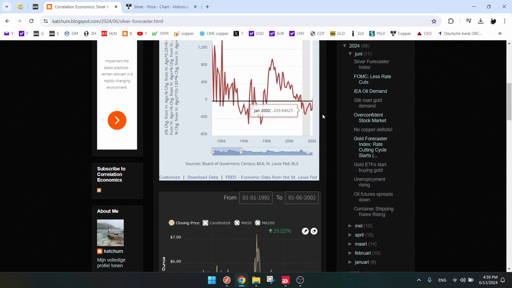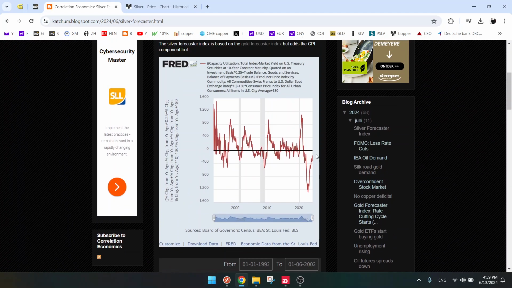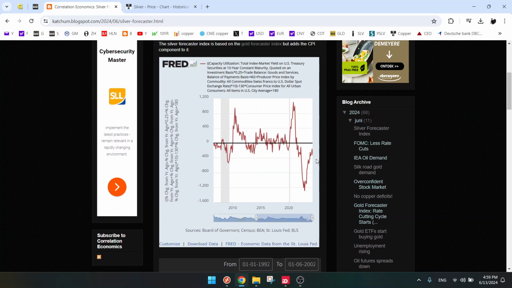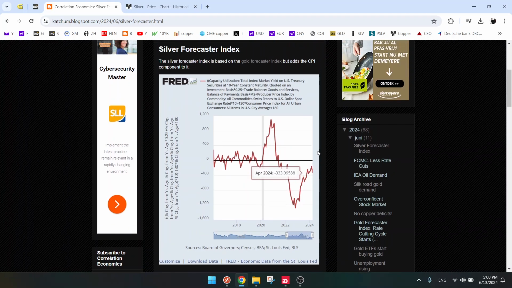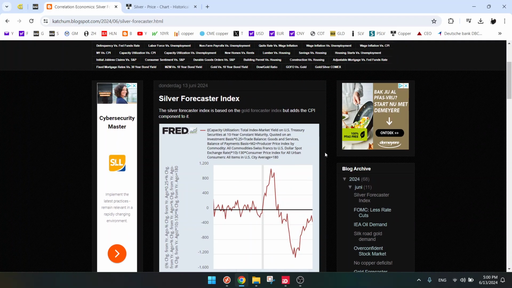And that's it. It actually works. It's exactly the same chart. So this silver forecaster index really works. So yeah, looking at the current situation, it's not looking that great. Still negative. So I would not be buying any silver at this time.